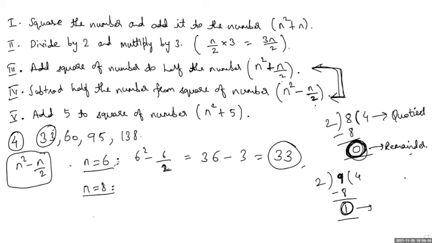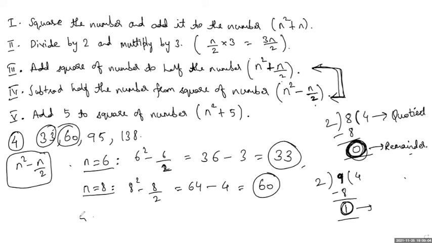Okay, so now after n is equal to 6, the next even number is 8. So let us check what is 8 square minus 8 by 2. What is 8 square? 64. 64 minus what is 8 by 2? 4. What is 64 minus 4? 60. Is it matching with the second number? Yes, ma'am. Correct. So that's how you should do it.